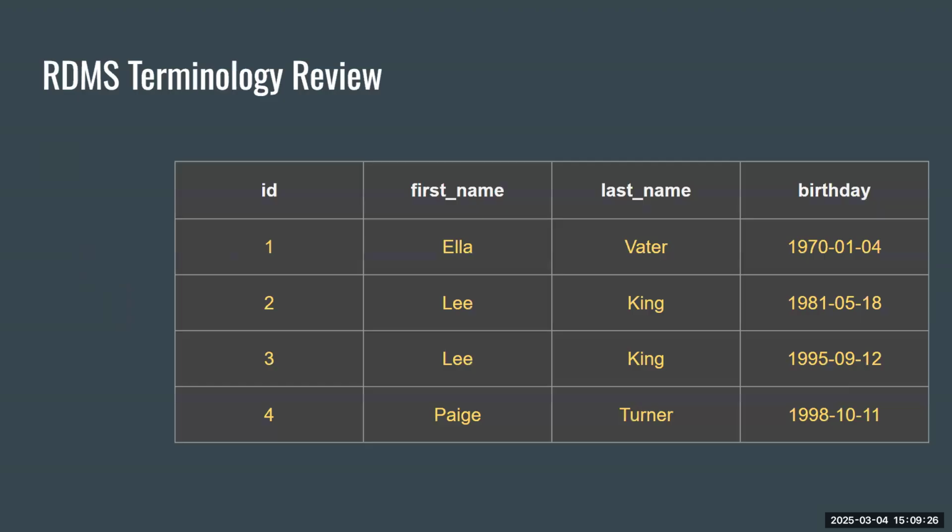All right. Then we talked about some terminology. So again, reviewing fields, records, primary key, and table. All right, so every table has a primary key. And again, it should be a surrogate or a synthetic key.